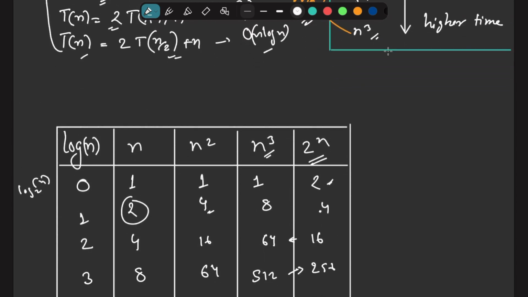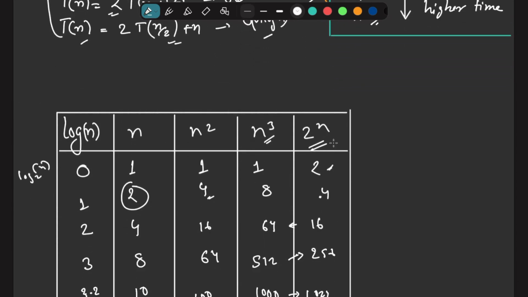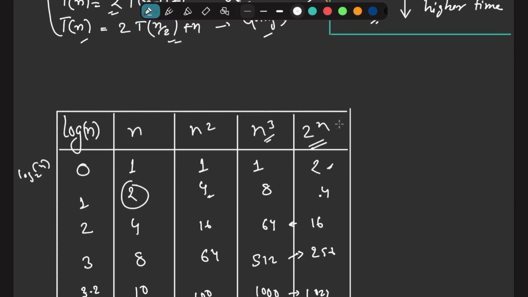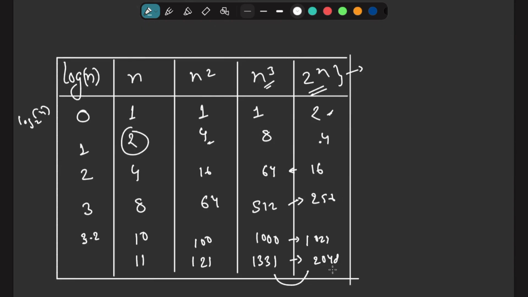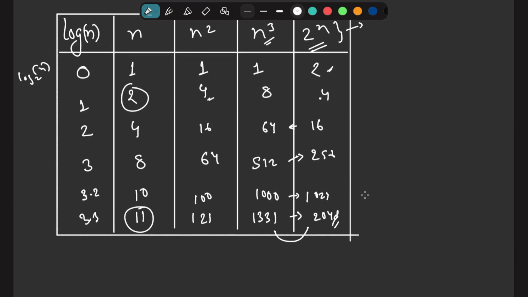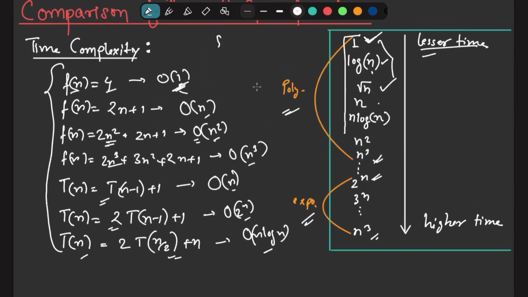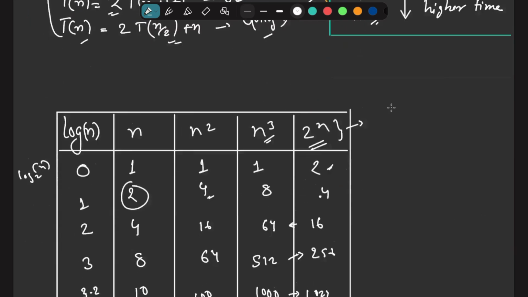Hence it takes higher time. So the algorithm with 2 power n time complexity will have higher time than n cube, since the growth of this with input is higher, and this will be 3.3. So this was an example to prove how this table works and how we can check which time complexity is lesser or which will take higher or lesser time.